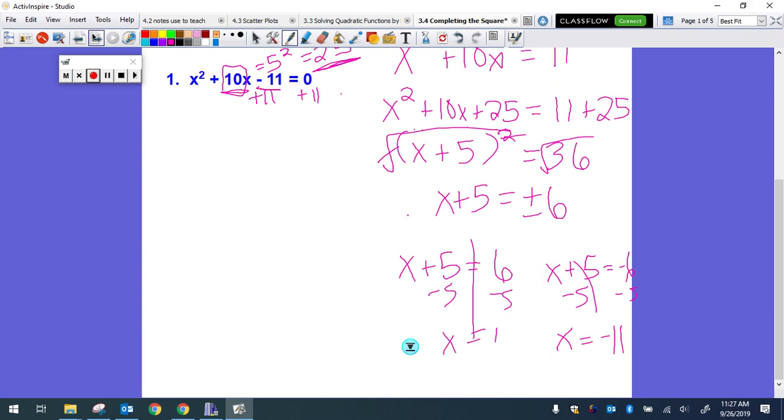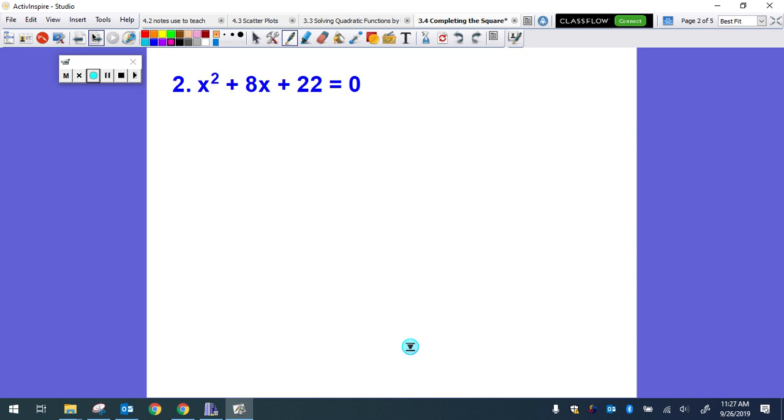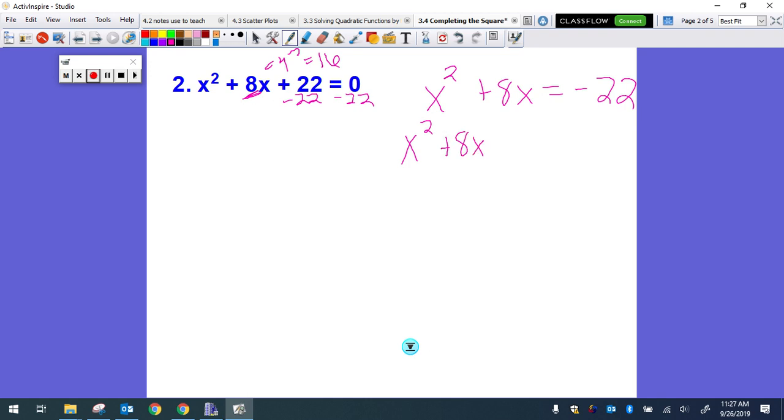Let's do another one. All right, first step. We're going to move your C to the other side. So I'm going to do minus 22 on both sides. So I have x squared plus 8x equals negative 22. Okay, second step. Take half of B, so half of 8 is 4. Square it. 4 squared is 16. We're going to add that to both sides. So x squared plus 8x plus 16. And if I add it to one side, I have to add it to the other side. I'm going to do plus 16 on both sides.